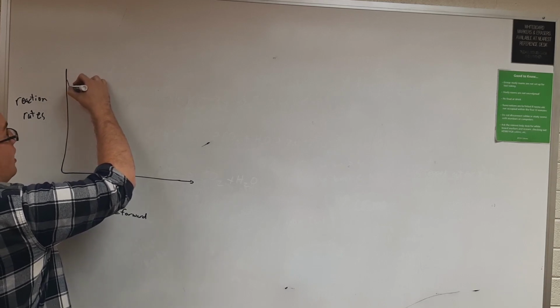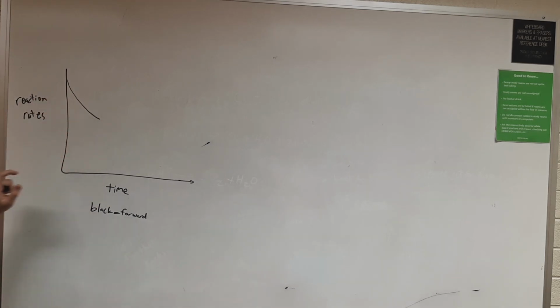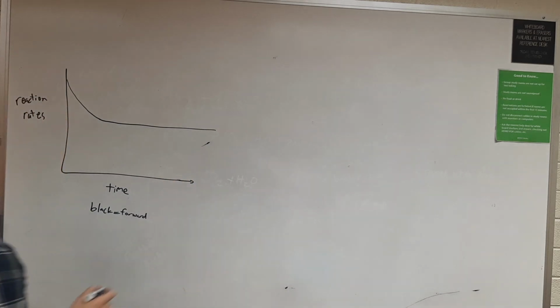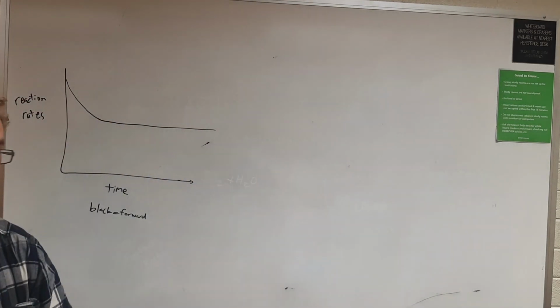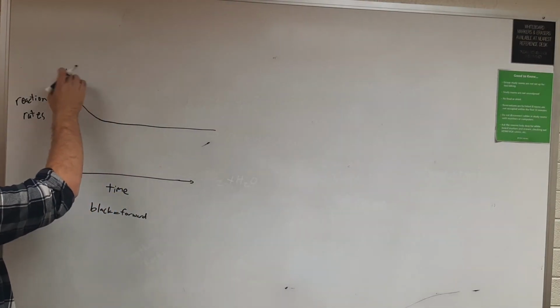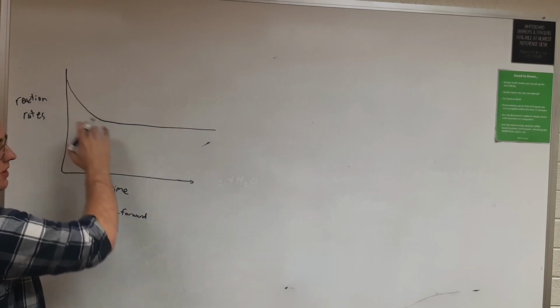But as it continues on, the reaction rate is going to get slower as more and more of the reactants are converted into the products, until eventually you plateau, and the reaction rate is not going any slower. It's going a little slower than when it started because there's less of the reactants to react, and for a few reasons, it's just going slower.